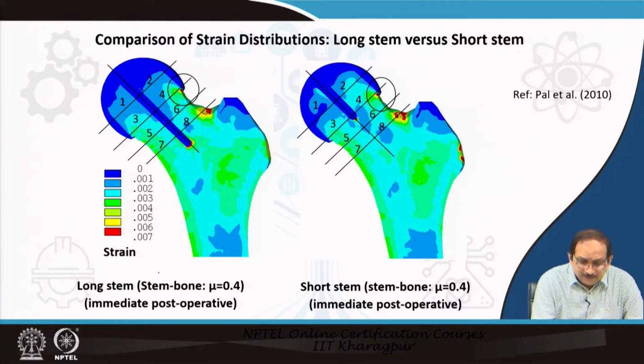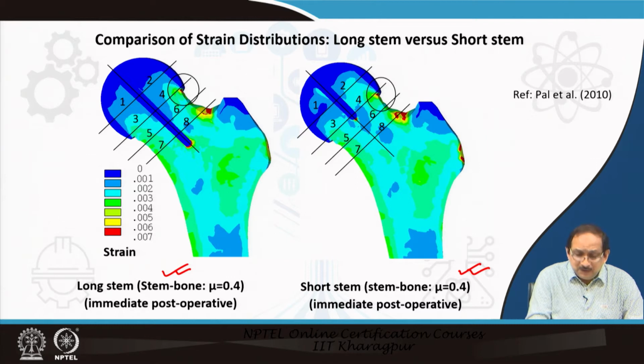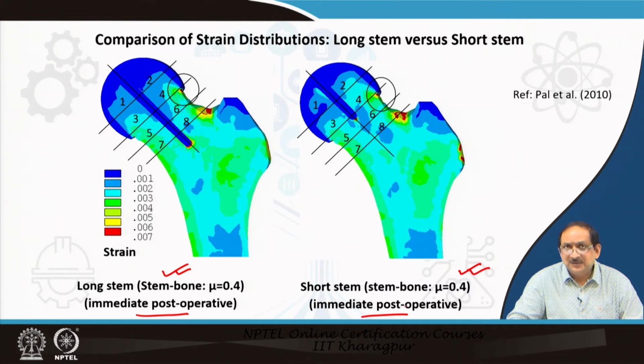On the left, we have presented the strain distribution corresponding to the long stem resurfacing implant, and on the right we have presented the short stem resurfacing implant. These strain distributions correspond to the immediate postoperative situation for both cases, having the stem-bone contact condition mu equal to 0.04.